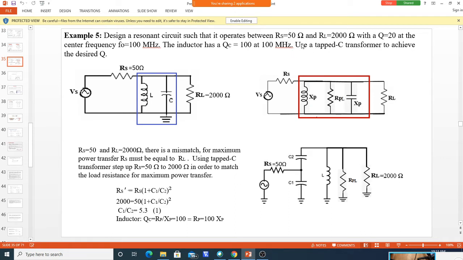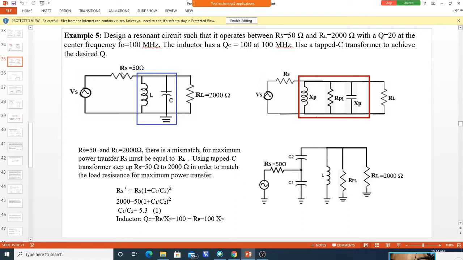Here RS is 50 ohm, as you can observe, and this is 2K. At resonant frequency, we expect the entire power from the source to be delivered to the load RL. But for maximum power transfer, as all of you know, RS must be equal to RL. Then only maximum power will be delivered at resonant frequency. But they are not equal, 50 ohm and 2K, so there is a mismatch and no maximum power is delivered to the load resistance RL.